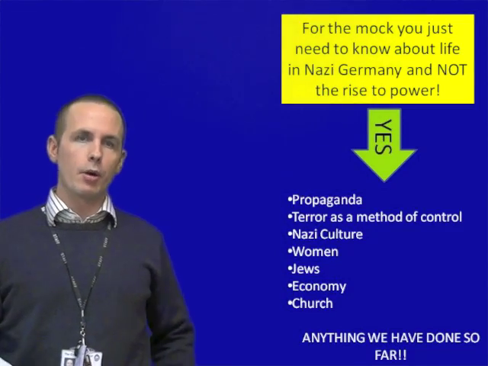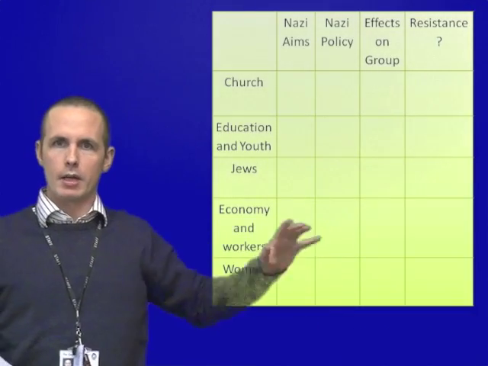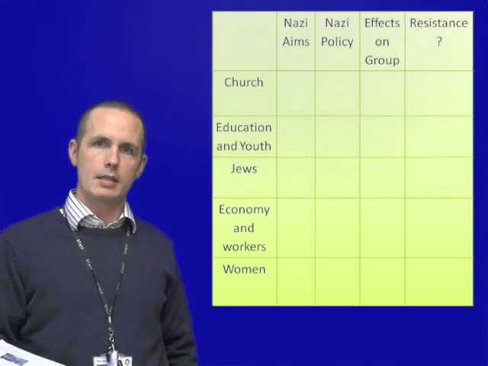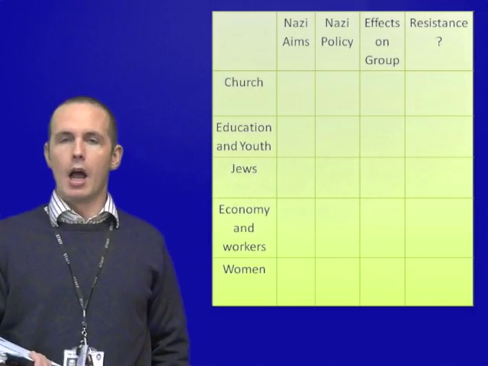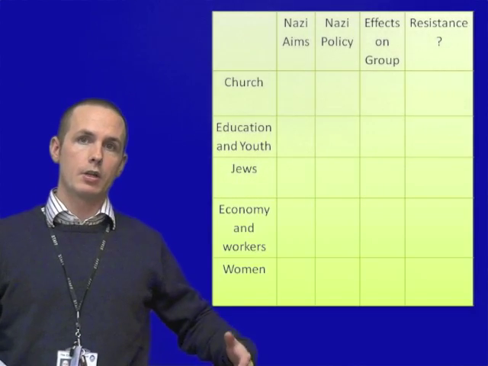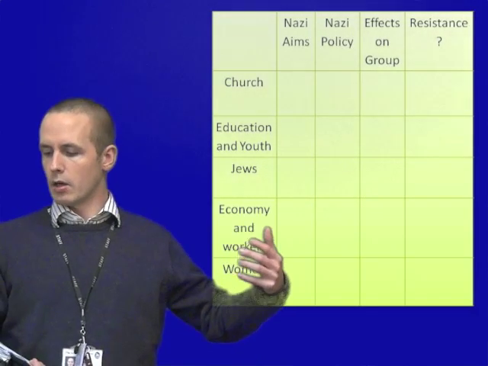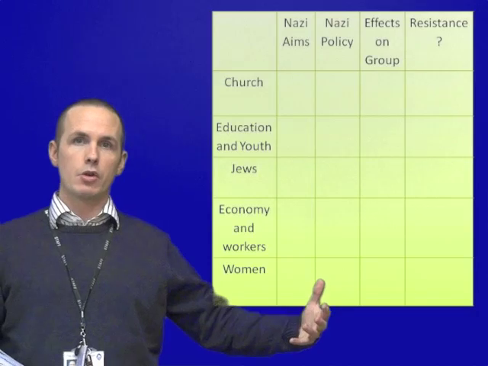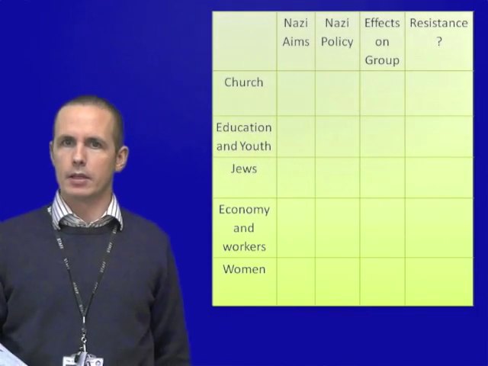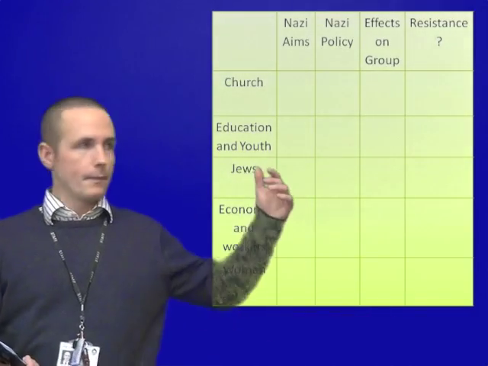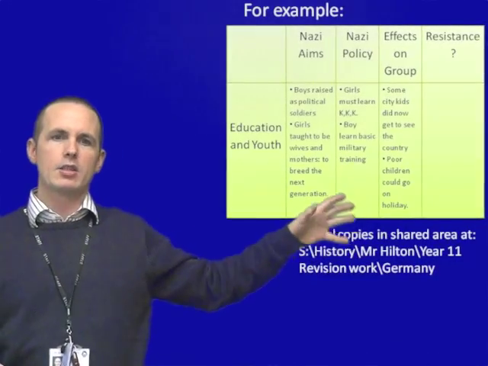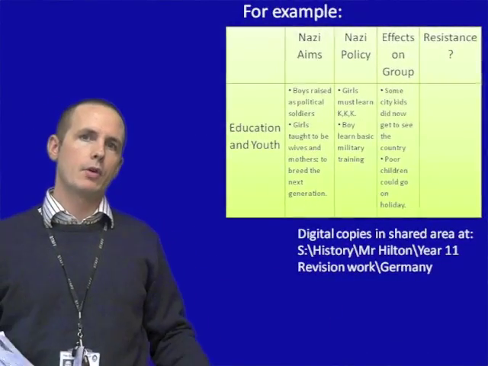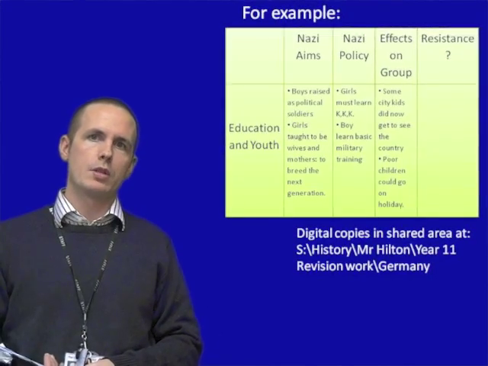You've already probably completed a table just like this one and handed that back to your class teacher. That's fantastic. If you haven't, that's the first thing to do. You're just looking at Nazi aims towards particular groups, their policies, examples of the effects on those groups, and then any resistance that we might find in those groups. The second slide here just shows you an example of the way you might fill it in, and it's just a few bullet points for each one. That way you've got a few examples to support any points you want to make.